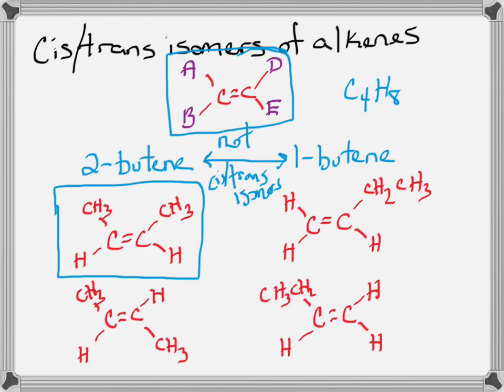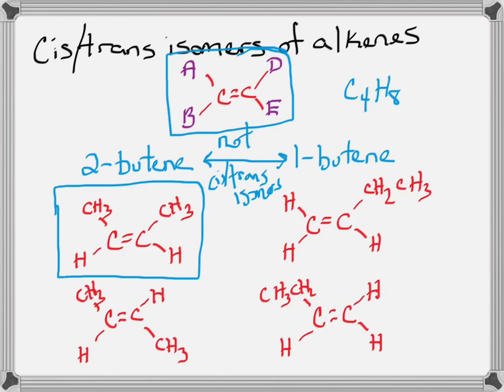Now let's look at D and E. When we look at D and E, D is a methyl group and E is a hydrogen. Once again, D and E are not the same. If A and B are different, and D and E are different, that molecule has cis-trans isomers. That's the test to determine whether the molecule will have cis-trans isomers or not. So this molecule here has cis-trans isomers. So 2-butene has a cis isomer and 2-butene has a trans isomer.